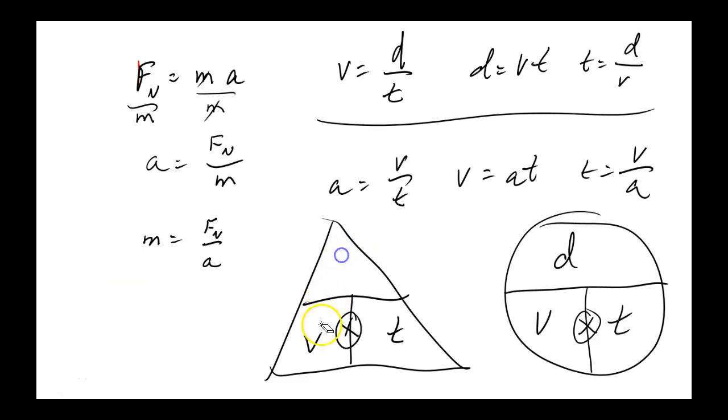Now, let's do the same thing for acceleration. Notice I left T down there because T's in the same place. So what goes where? Velocity on top. And what? Acceleration down here. Perfect. Velocity is equal to acceleration times time, acceleration is velocity divided by time, and time is velocity divided by acceleration.